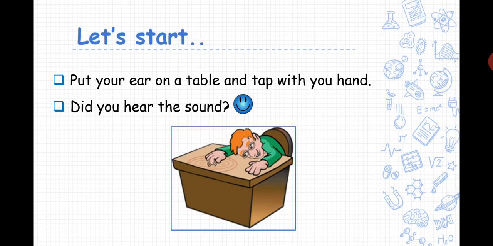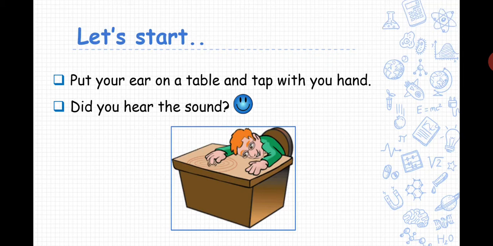Let's start now, my dear. Try to do as you see in this picture. Put your ear on a table and tap on the table with your hand. Did you hear the sound? Yes, you heard for sure. Let's describe what happened here. You tapped on the table. This made vibrations, and the vibrations produce sound.